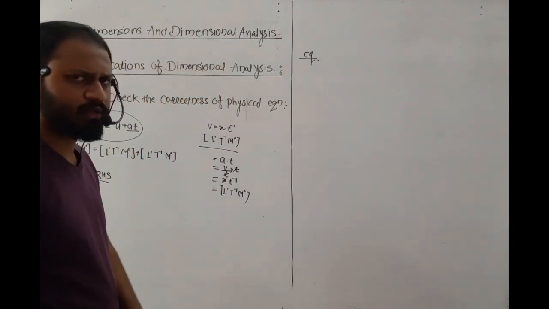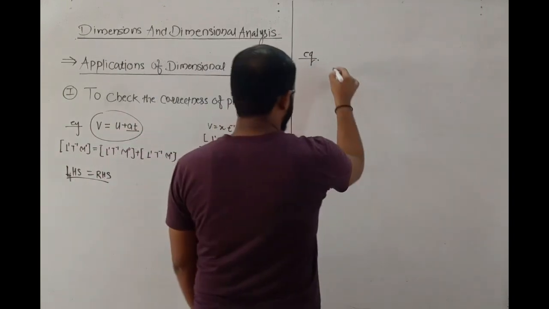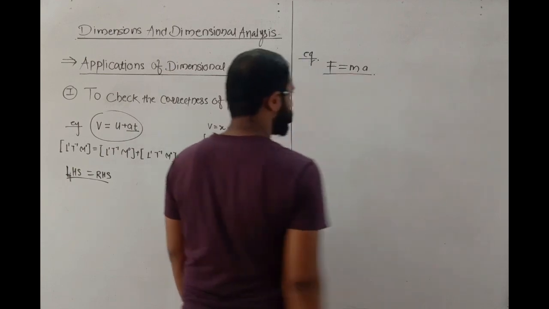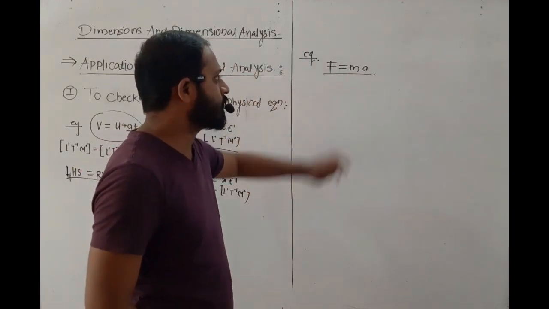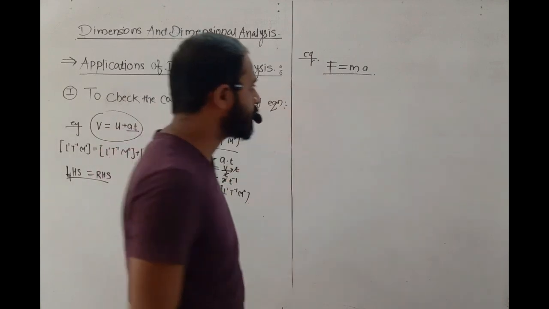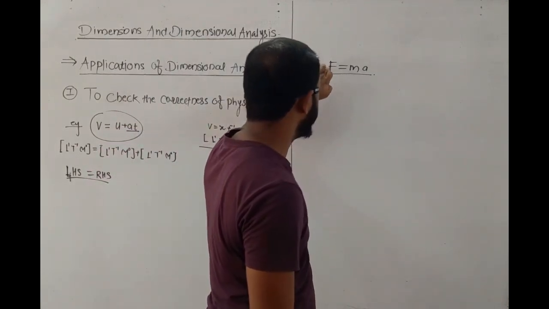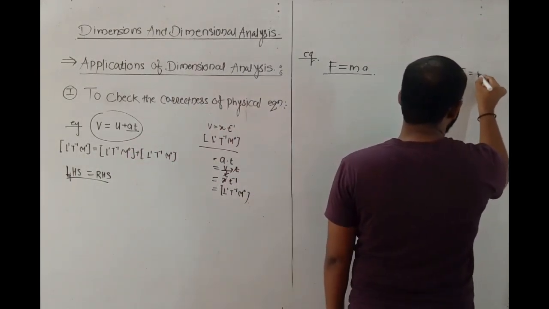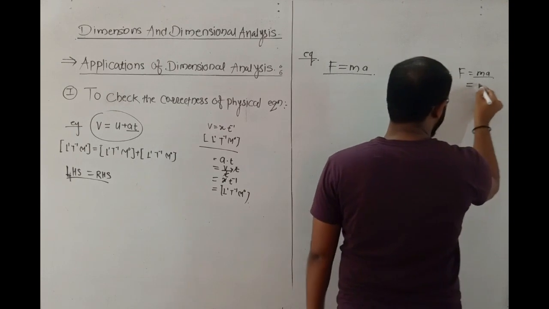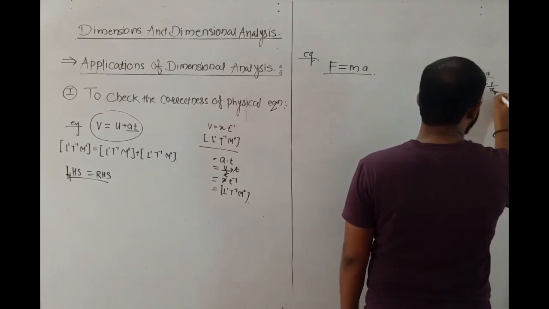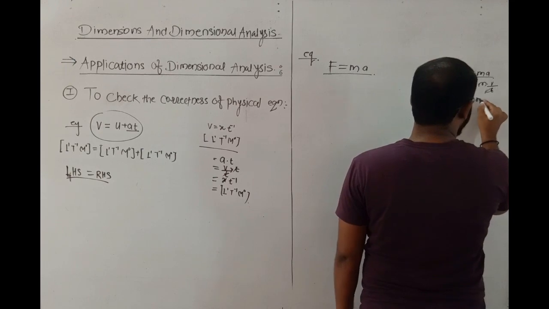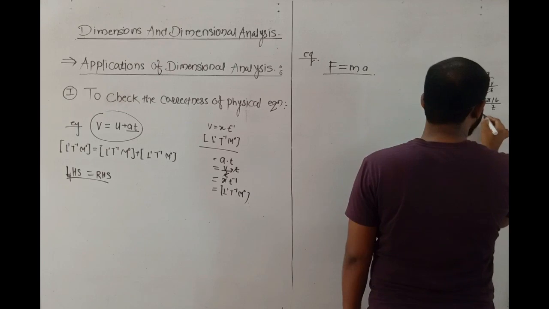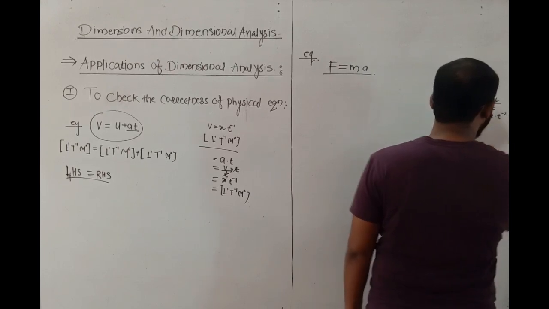We will see the next, F equals m into a. We have to check whether the left hand side equals the right hand side. First we will find the dimension of force. How to find the force dimension? We know that force equals m into a. Mass, and acceleration is nothing but velocity per unit time, and velocity is nothing but displacement per unit time. Therefore, mass into distance upon t minus 2.